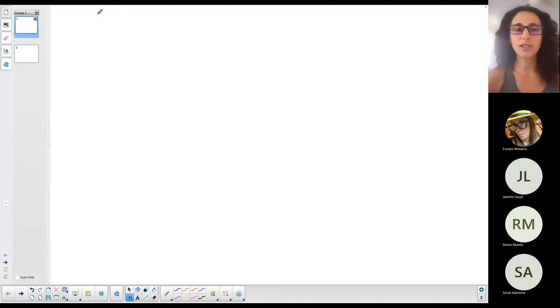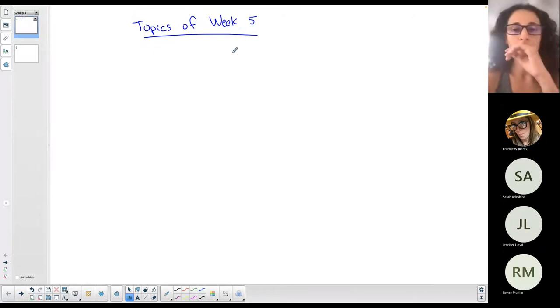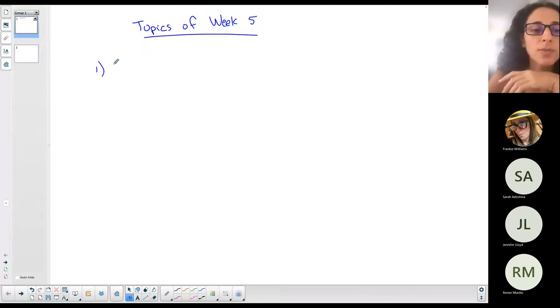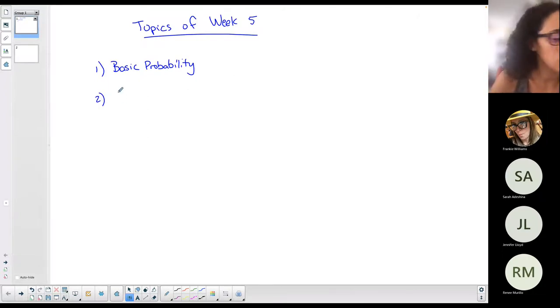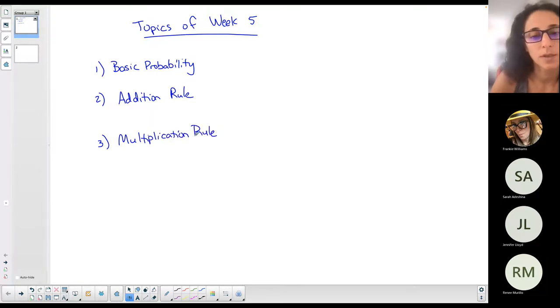These are the topics of week five. I'm gonna call the first one just basic probability, which I'll cover, but you know, just finding the probability of selecting one of something. No fancy tricks or anything. I do want to talk about complements, maybe I'll do that tomorrow. Let's do the addition rule. And then within the addition rule, you have mutually exclusive events or not. You have the multiplication rule. You have conditional probability.